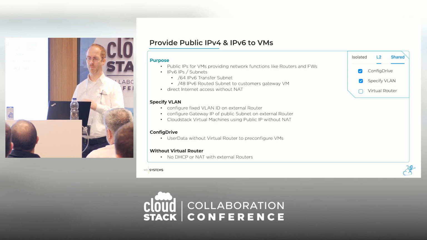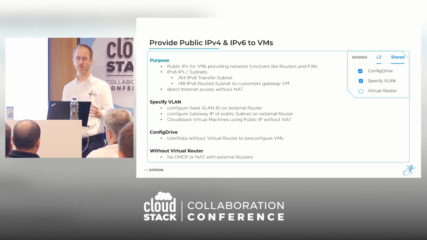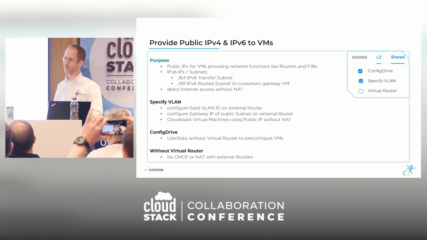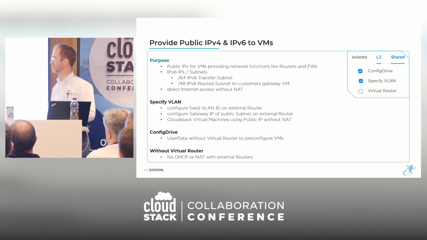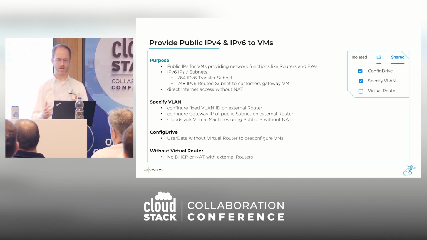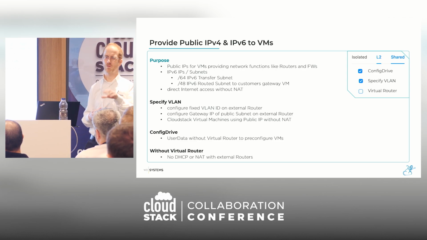In that case, it does not matter. We do not use the virtual router, so no functionality like DHCP, DNS, and NAT. But we do use ConfigDrive again, because we don't have a virtual router, and we specify VLAN. Where we do that a lot is when the customer requests to have public IP addresses on the virtual machine.